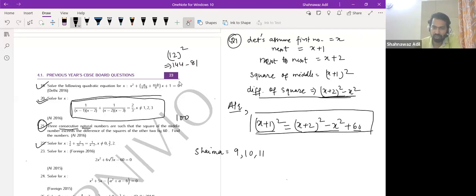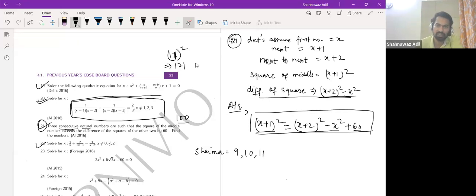Okay. What is (x plus 1) whole square? 10 square, right? 10 square is 100. And this is equal to (9 plus 2) whole square. Sorry, 9 plus 2 is 11. So that is 121. That is what I thought.